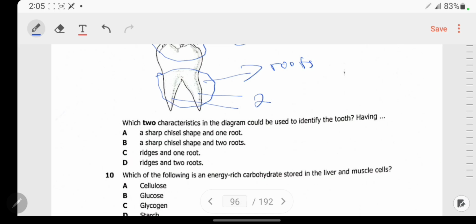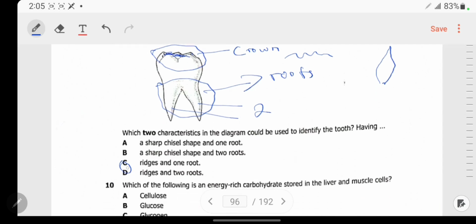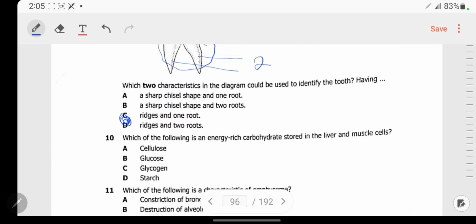Now let's eliminate further. So we have a sharp chisel. No. For a sharp chisel, we are looking at the canine. So the correct answer for this one is D, because ridges are not sharp. It's this part, something that looks like this. This is a ridge. When we talk about a chisel, we are looking at something like this, which corresponds to a canine. For this one, the correct answer is D.